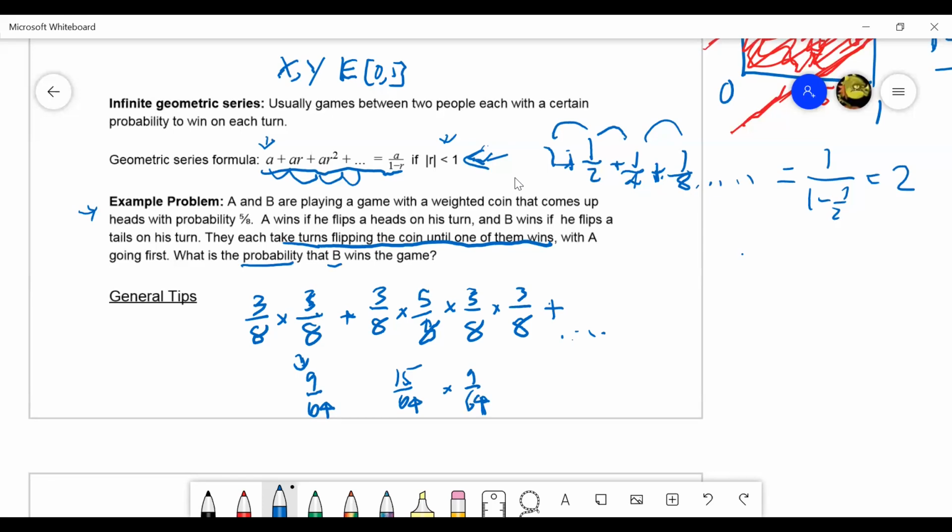So yeah, you can actually check that for any case of number of terms, it's just going to be 9/64 times 15/64 to some power. And you can think of it like 15/64 is the chance that for each of them flipping, neither of them win. So that one's just repeatedly multiplying by itself until you get to the turn where B does win. And the turn that he does win is 9/64.